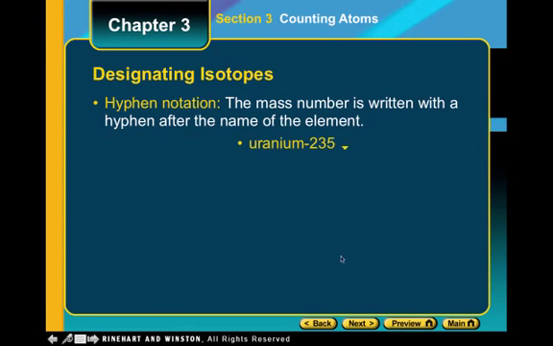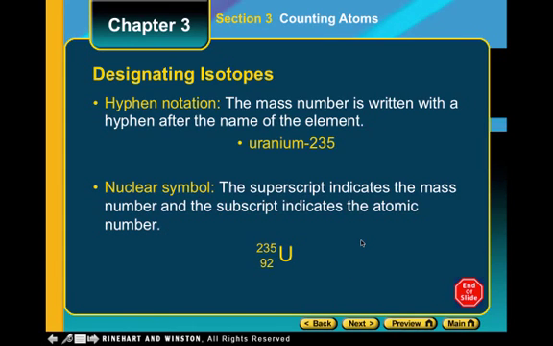And there's 2 different ways that we can write out the isotope. And the first is a hyphen notation, and it's the mass number written with a hyphen after the name of the element. So you have uranium-235. The 235 means that there's 235 protons plus neutrons. It's the mass number. And then the nuclear symbol, the superscript would be your mass number. So this top number is your mass number, and the bottom subscript would be the atomic number.